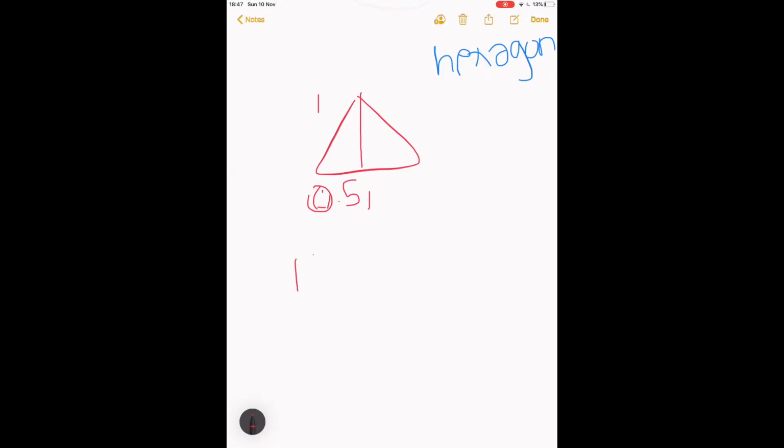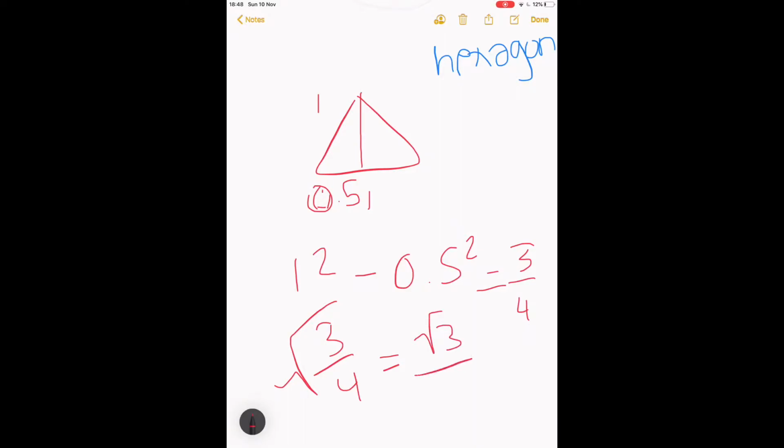So 1 squared minus 0.5 squared, so 0.5 squared is just 0.25, so you basically get 3/4. So 1 minus 0.25 is 0.75, which is also 3/4. Square root of 3/4 equals square root of 3 over square root of 4, which is 2, so square root 3 over 2. So that is our height. So this is our height here.